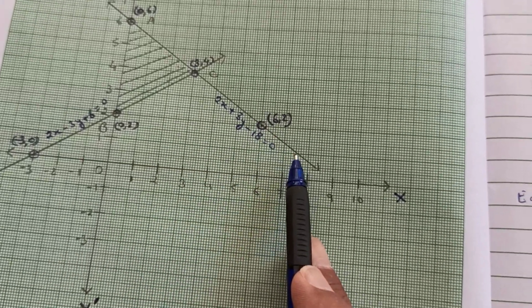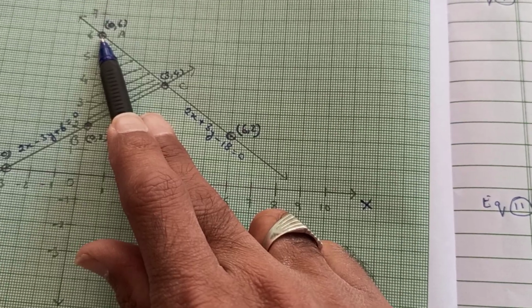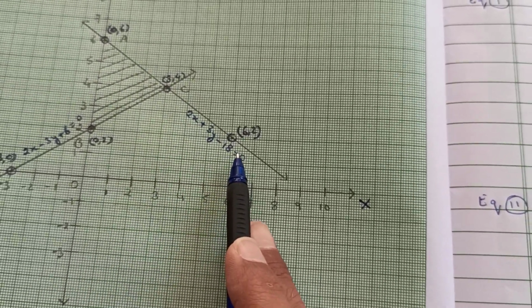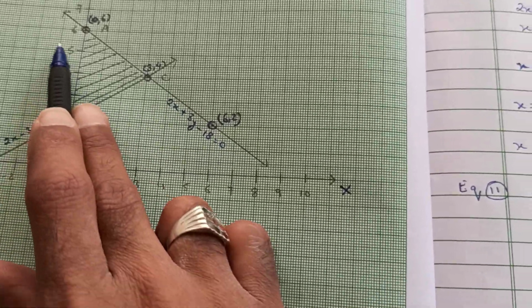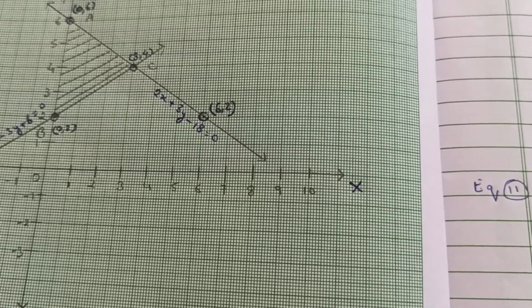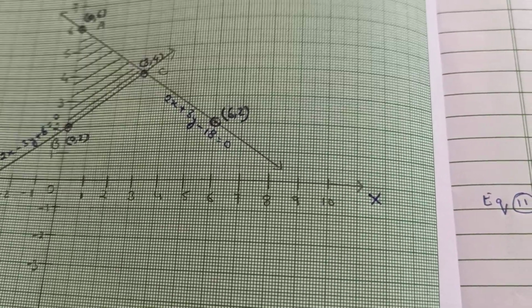Same way, I have plotted the second line. I have plotted the points. When x is 0, y is 6. When x is 3, y is 4. And when x is 6, y is 2. I have joined all 3 points by means of a straight line. And here also I have mentioned the equation accordingly.